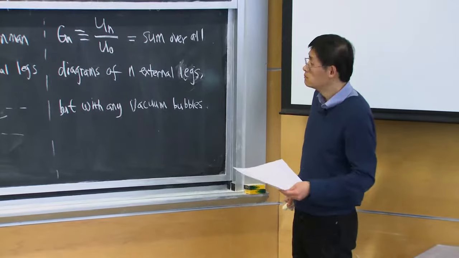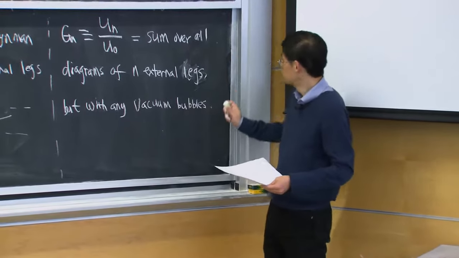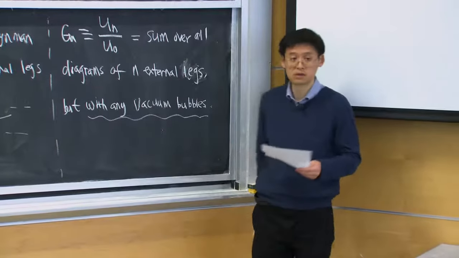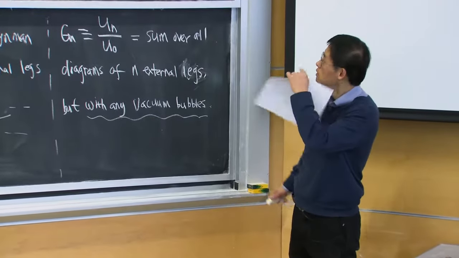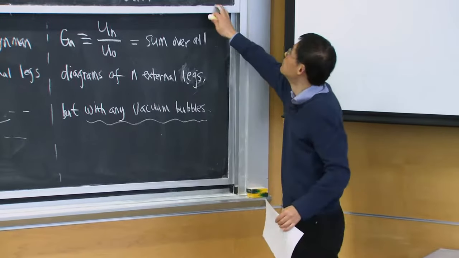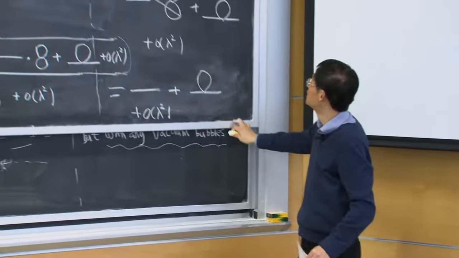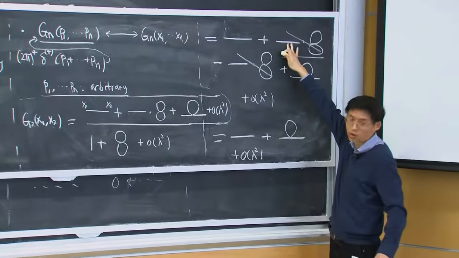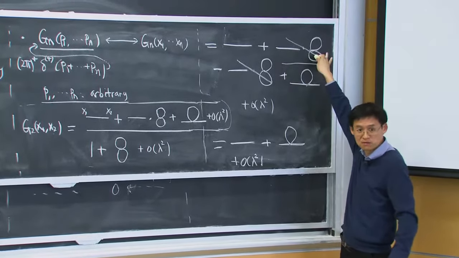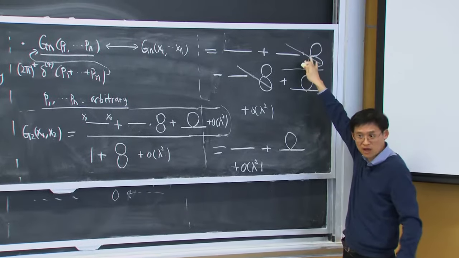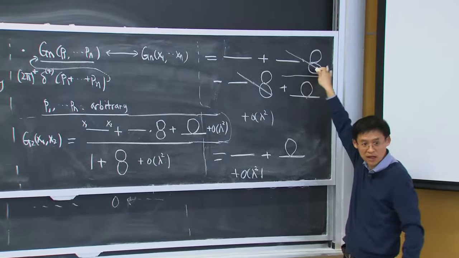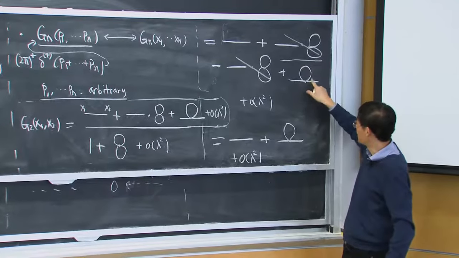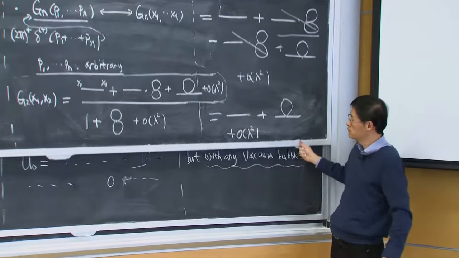So now let me just explain what this means, without any vacuum bubbles. This diagram is a diagram which contains just a straight propagator times a bubble. So this diagram contains a vacuum bubble, it contains a vacuum diagram. And this diagram does not. This diagram is connected itself.